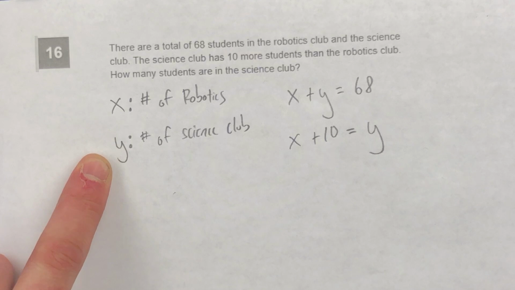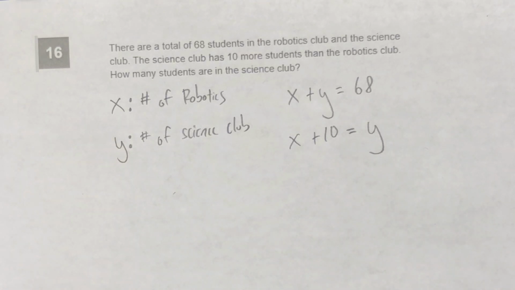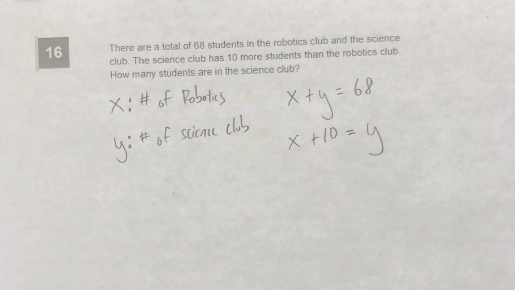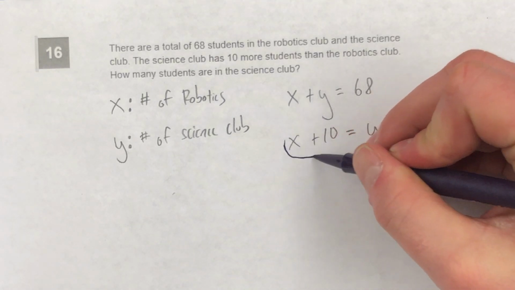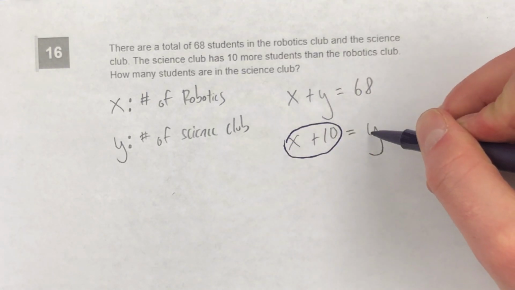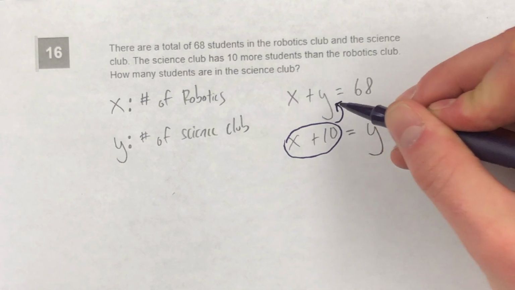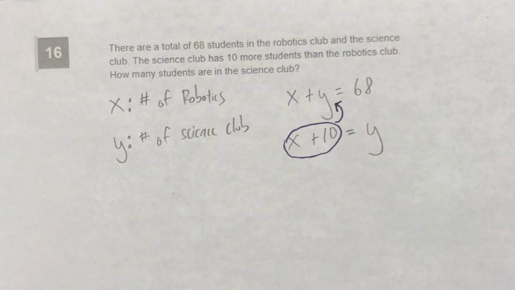Now I need to choose if elimination or substitution is the better method. Since I have a variable that's already by itself, I'm going to use the substitution method. I'm going to take this expression right here for y, and I'm going to substitute it into this first equation.